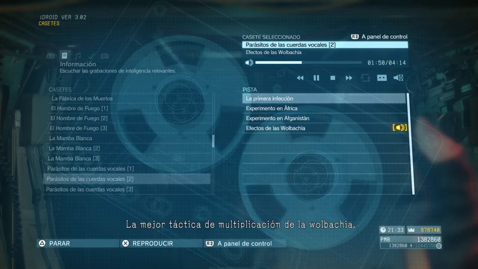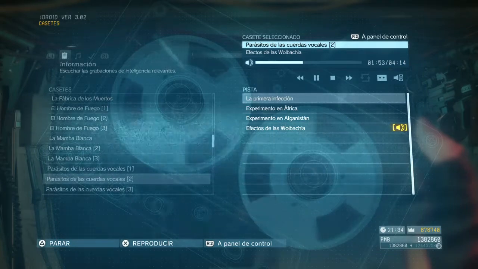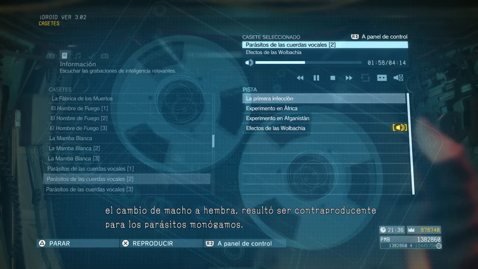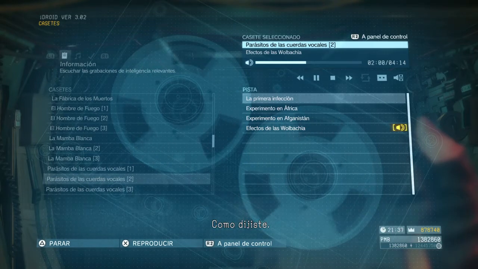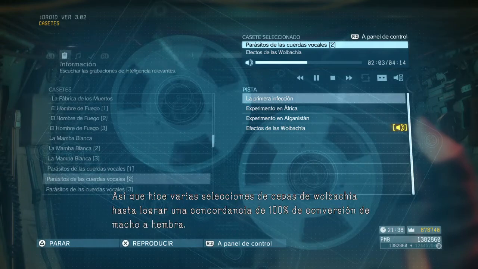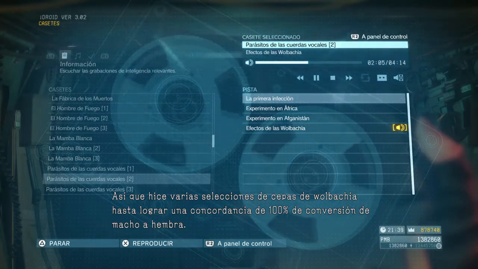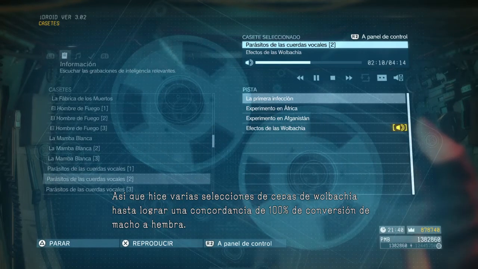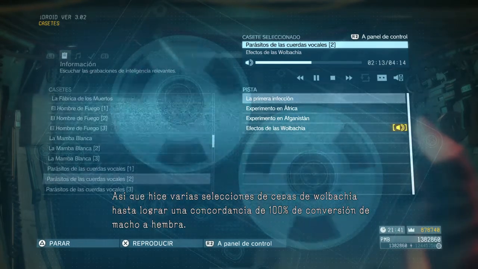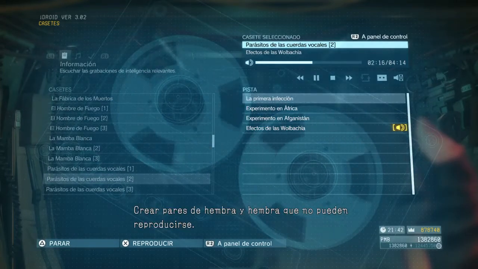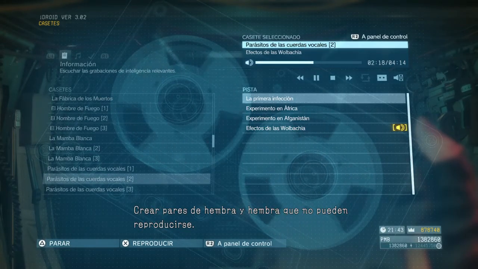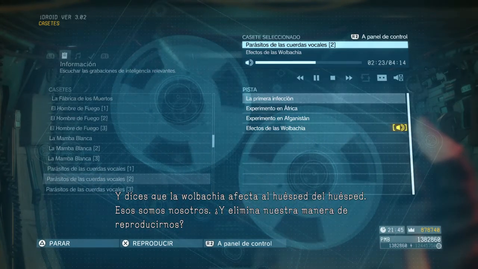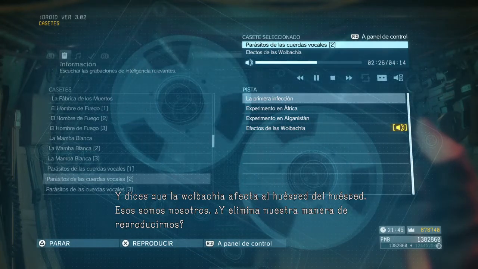The Wolbachia's greatest multiplying tactic, the male-to-female change, worked against itself in the monogamous parasites. Just as you said. Then, I performed repeated selection of Wolbachia strains until I achieved 100% certainty of male-to-female conversion. Creating female-female pairs, unable to reproduce. And you say the Wolbachia affects the host of the host, that is, us, cutting off our means to reproduce?